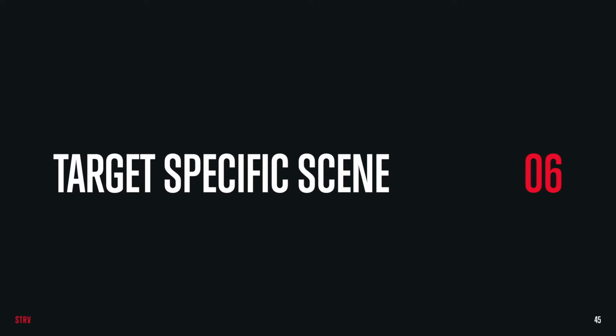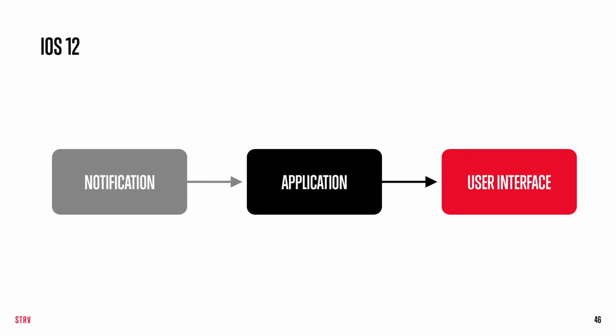The last short topic is targeting a specific scene, because imagine that your app wants to receive a push notification. This is the situation in iOS 12. Very simply, you receive a notification, the user taps on the notification, the application is opened, the respective method in the application delegate is called, and the user interface is updated respectively. In iOS 13, it is more complicated because you can have more instances of your UI.